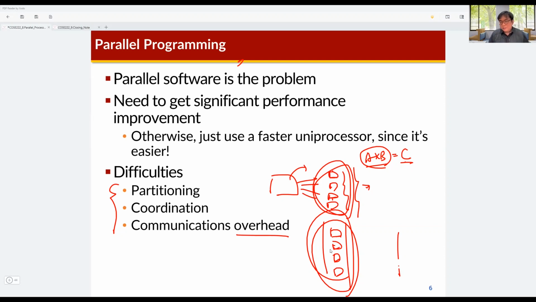In this case, there can also be some dependencies between the data used by the multiple parts of this application. Then the data should be delivered to the other part, or the data should be read from the other part. That is the communication overhead. So when we write parallel processing code, we also need to consider these issues: partitioning, coordination, and communication overhead. Okay.